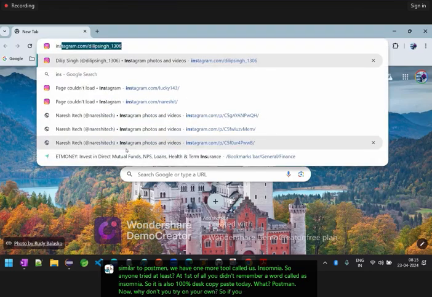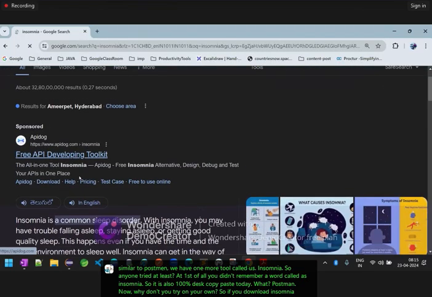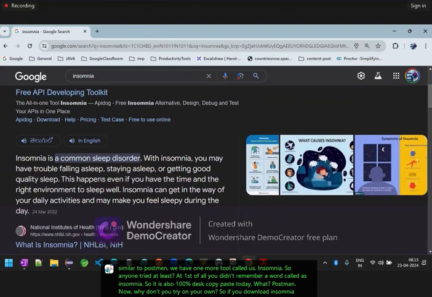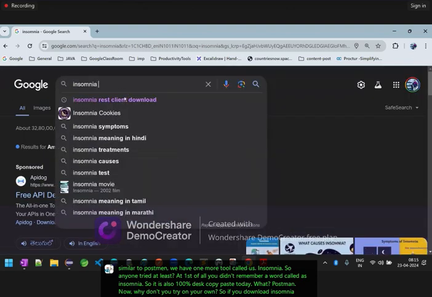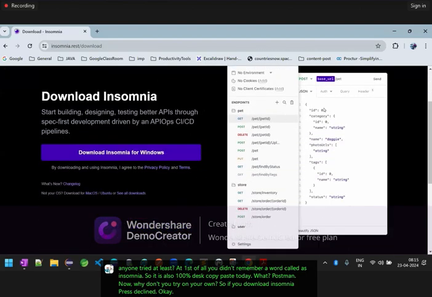If you download Insomnia REST client, let me show you. See, does it look like Postman or not? They have given screenshots here. It looks like a copy-paste of Postman.